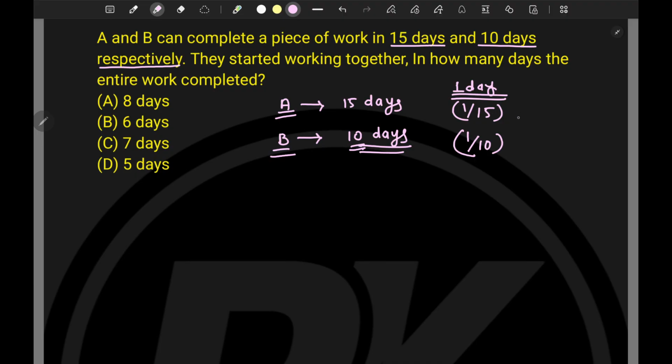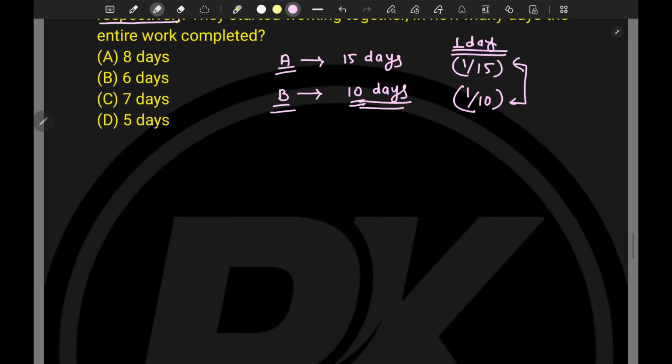That is fine. Now they started working together. So now in one day, A plus B will complete how much work? That we need to find out. So just add 1 by 15 plus 1 by 10. So this much work they will complete in one day, right?